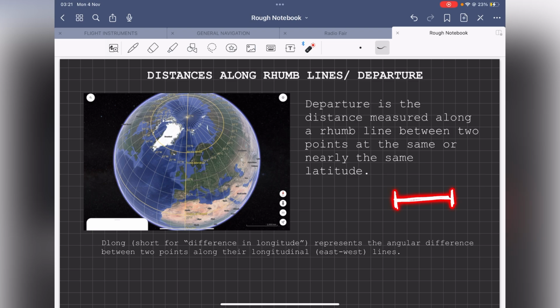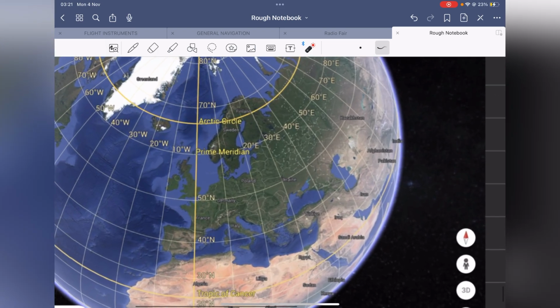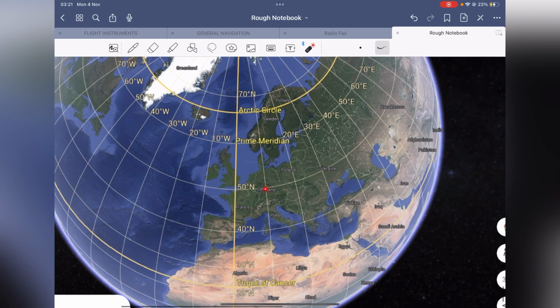Alright, and we know for a fact that going east or west, we will always form a rhumb line. Why? Because we are going to cut all meridians at 90 degrees, no matter where we are. Let's look at it here. Going east or west in any direction on the earth, is it not going to cut each meridian at 90 degrees? It is, no matter what.